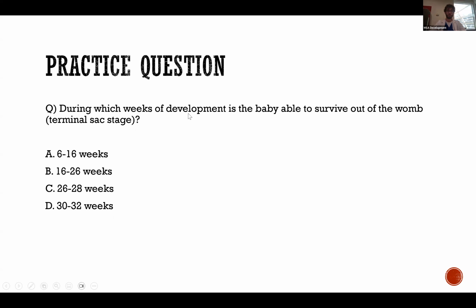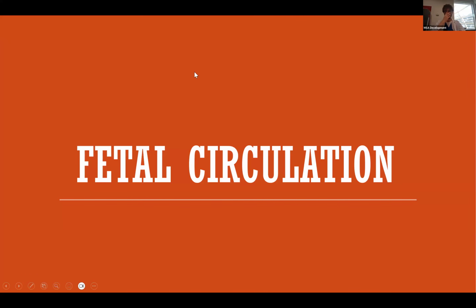Okay, during which weeks of development is the baby able to survive outside the womb, which is the terminal sac stage? We said 26 to 28 weeks. Let's move on to the final section of this PAL session, fetal circulation. Very easy, will be done in no time, inshallah.